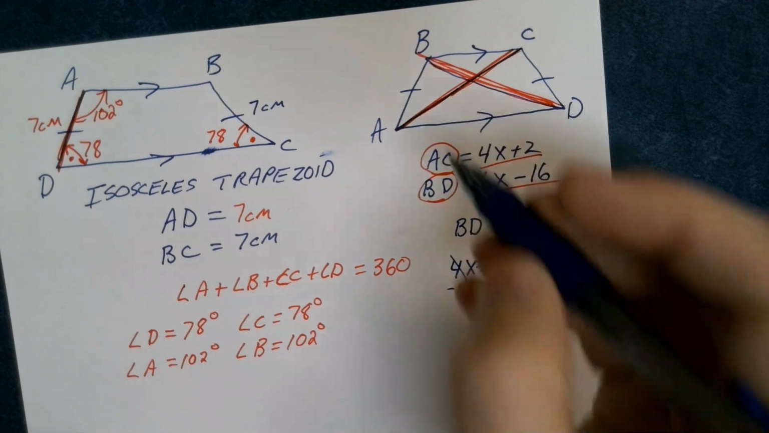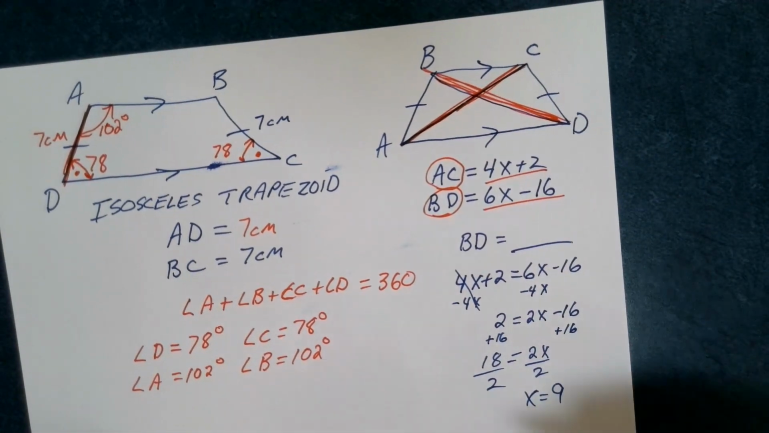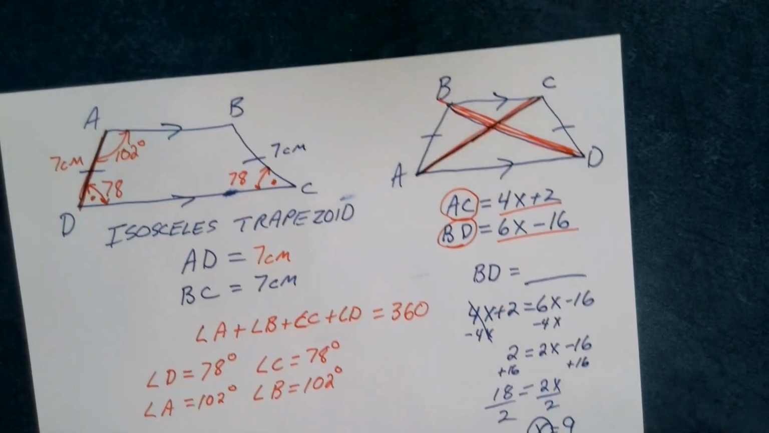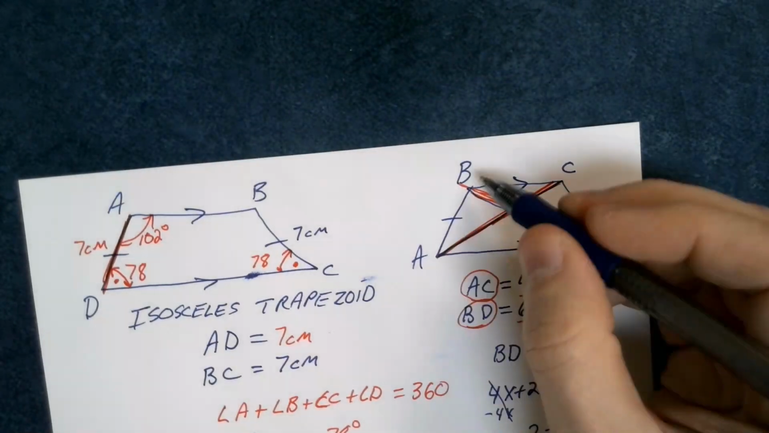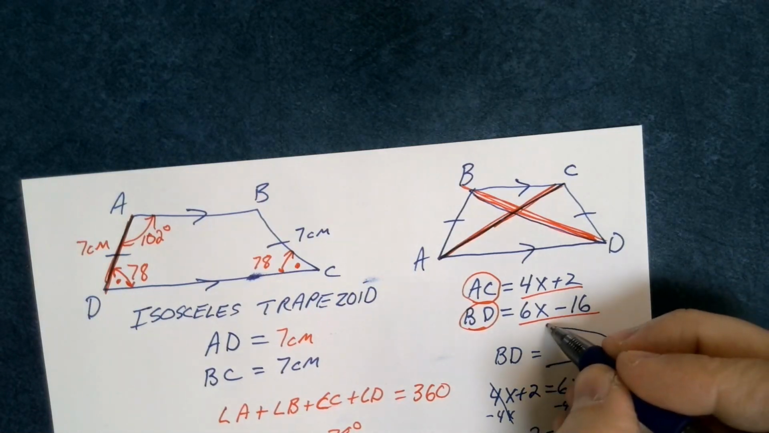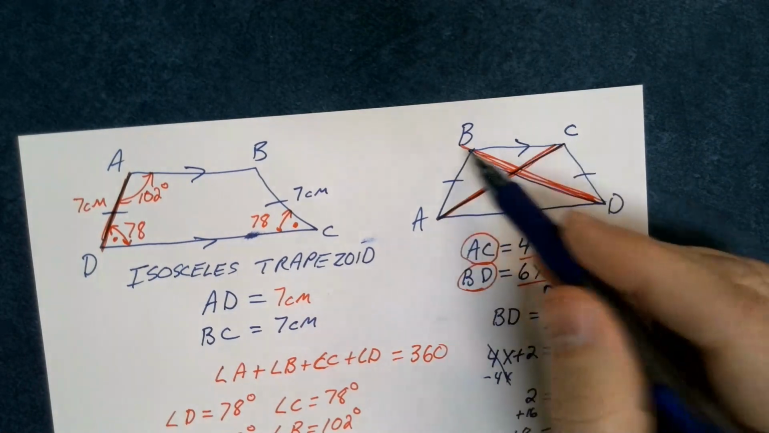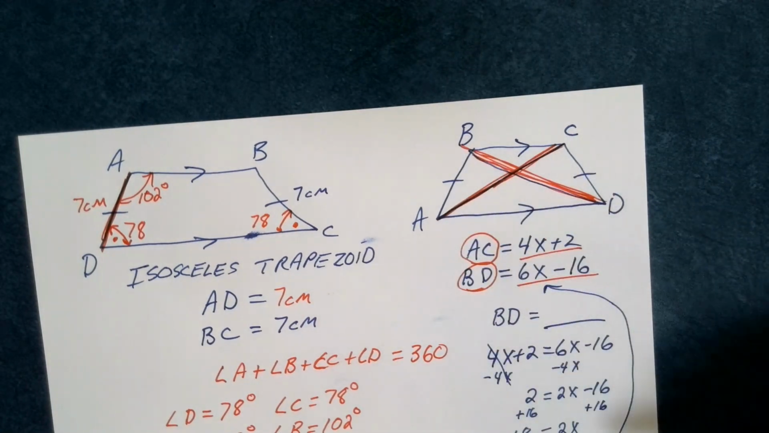Right? But that's not how long BD is, right? That's what x is. And x is a value that goes in for these distances. So I have to take what x equals and plug it in. And it doesn't matter if I plug it into AC or BD because they're both the same length. And it should give me the same value.